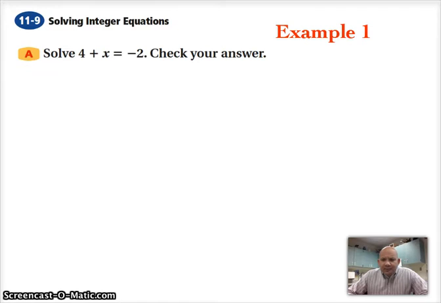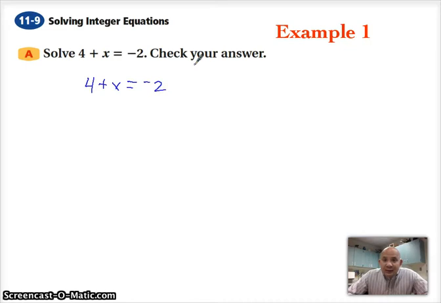All right, here we go with the first example. It says solve 4 plus x equals negative 2. Notice right now we see a negative integer in there. So we're going to go ahead and solve it like we would normally do. Actually, this should be second nature to you now that we've been doing algebra throughout the whole year. I'm going to rewrite the problem. 4 plus x equals negative 2.